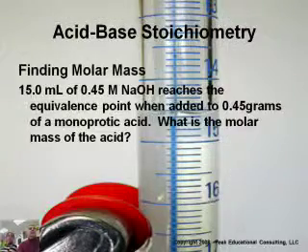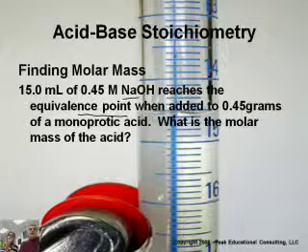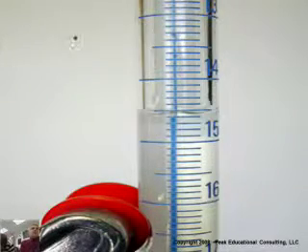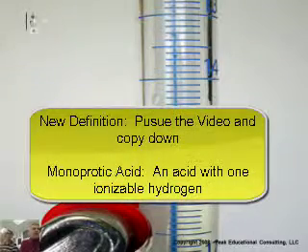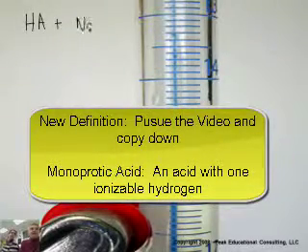All right, let's do one where we're trying to find molar mass. This is a little more tricky. Okay, so here we have finding molar mass. I see a bunch of numbers, Mr. Sams. I do. But what I really need is an equation. So I've got NaOH reaching the equivalence point. We'll talk about how that works when we have a monoprotic acid. So a monoprotic acid has the formula HA. And then we'll react that with NaOH.